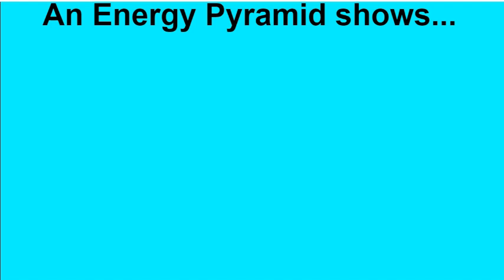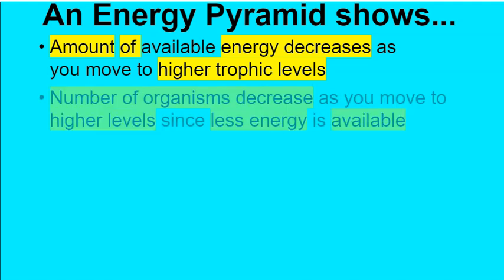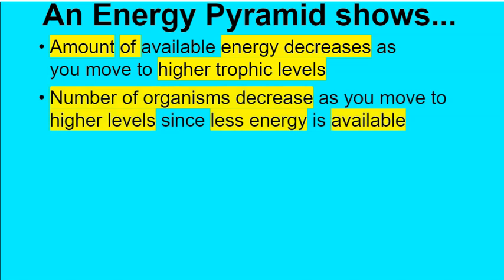An energy pyramid is going to show you these things. The amount of available energy decreases as you move to higher trophic levels, like we just saw in that energy pyramid. A lot of energy at the bottom, a lot less at the top. The number of organisms decreases as you move to higher levels since less energy is available.